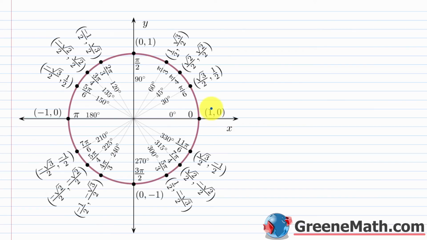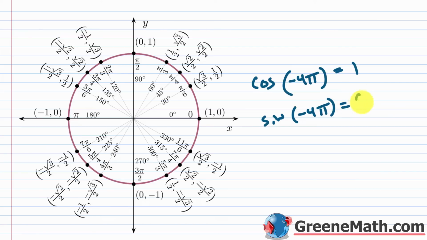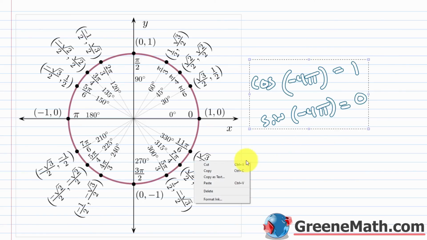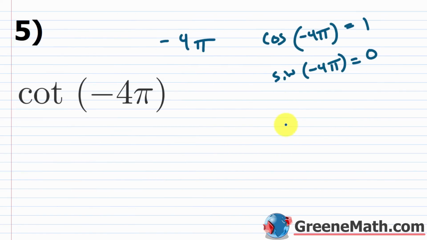And for this guy, the x value is 1 and the y value is 0. So in other words, the cosine of negative 4 pi is going to be 1, and then your sine of negative 4 pi is going to be 0. So this is going to present a problem for us. Let me put this as the cotangent of 0 in terms of radians.